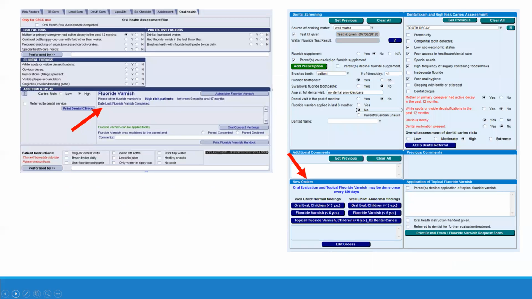This slide shows some examples of documentation for fluoride varnish within the EMR. In both of these examples, a template was built that included domain 1 and 2, risk assessment and oral evaluation, as well as a place to document and track fluoride varnish applications.